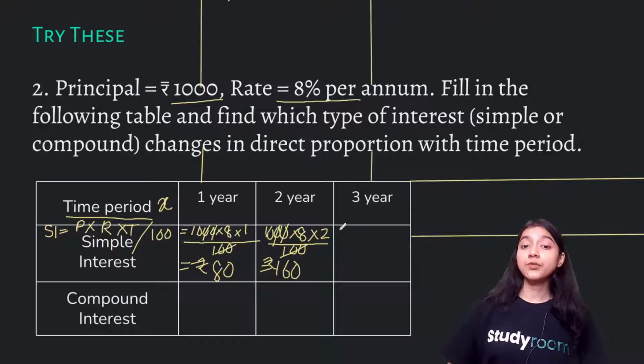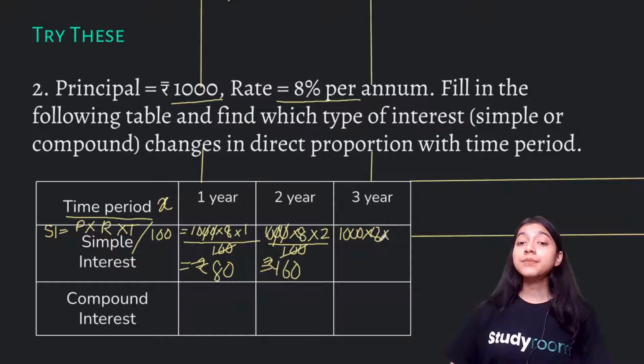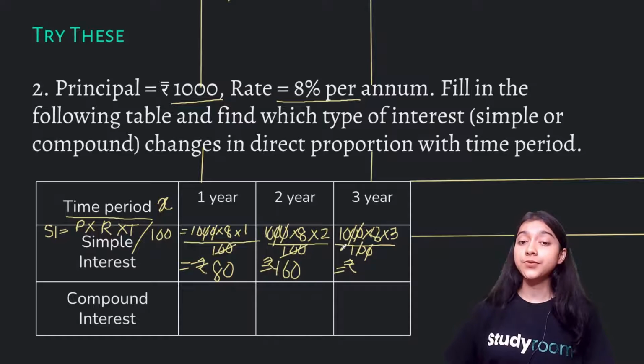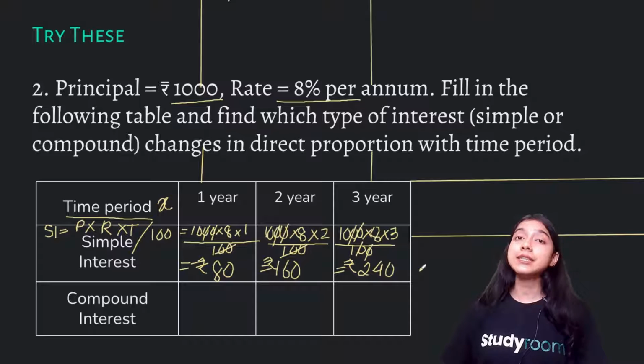For doing so, we have to take principal, that is 1000, multiplied with the rate of interest, that is 8, multiplied with the time period, that is 3, divided by 100. Now again this 100 will get cancelled out with the 2 zeros and we are left with rupees. Now 8 multiplied with 3 is 24, multiplied with 10 gives us 240. So we are done calculating simple interest.